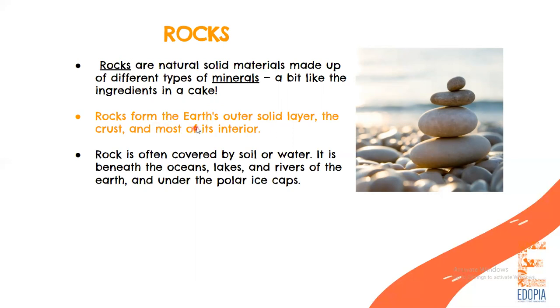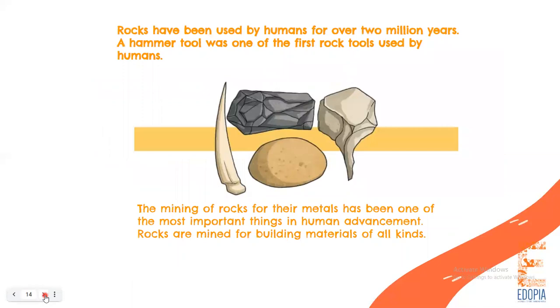Rocks actually form the Earth's outer solid layer, the crust, and most of its interior. Rock is often covered by soil or water. Rocks are also beneath the oceans, the lakes, the rivers of the earth, and also, just like we just saw in the picture of a mountain that was covered by snow, even under the polar ice caps there are rocks in one form or another.